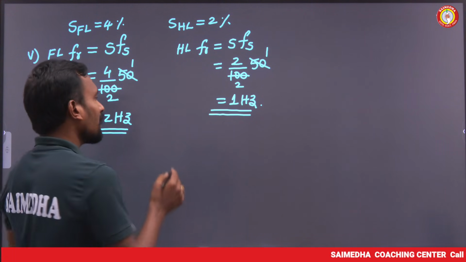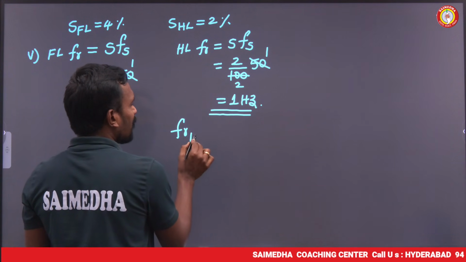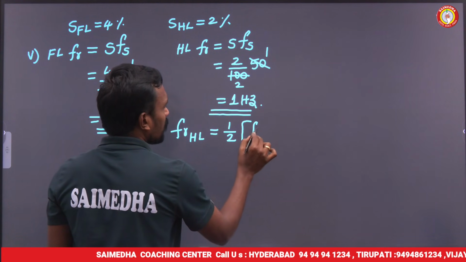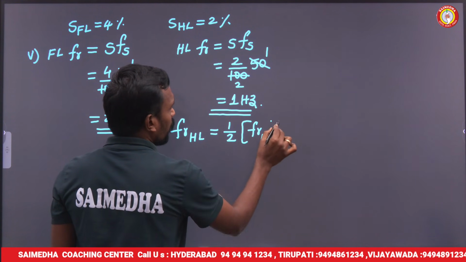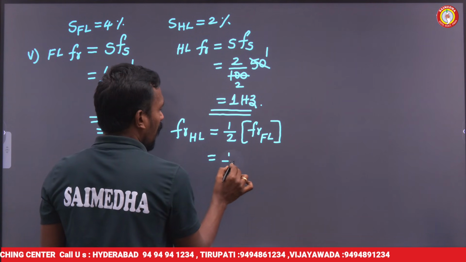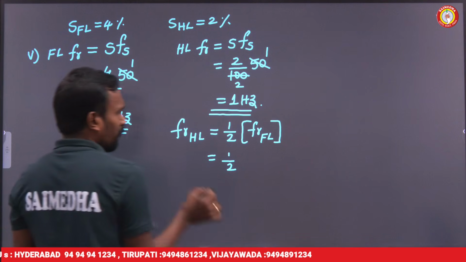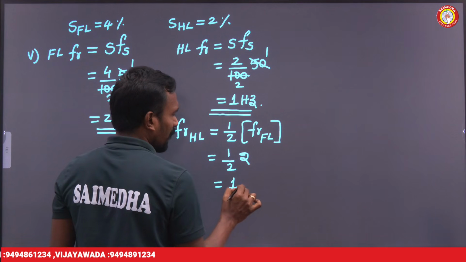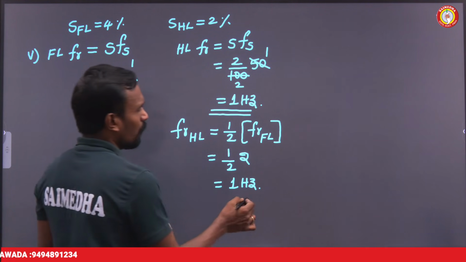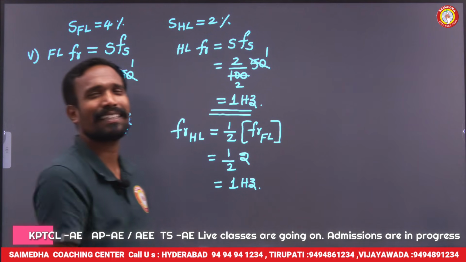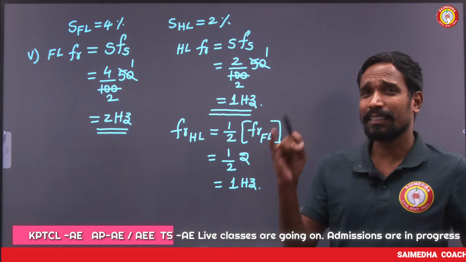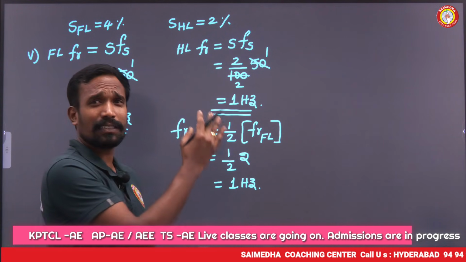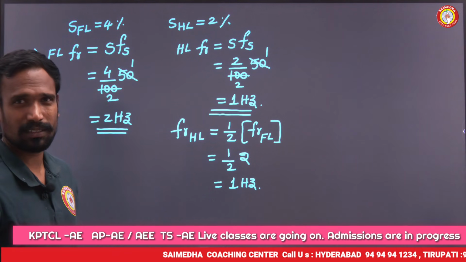Means what we can write? The rotor frequency at off load is equal to half of the rotor frequency at full load, that is half of 2 Hz. What is the value, sir? Half of 2 Hz is equal to 1 Hz. Like that you will get the answer. One is slip speed, next is slip, next is rotor speed, and next is rotor frequency. This is how they will ask you questions.